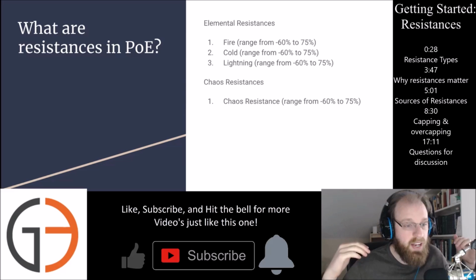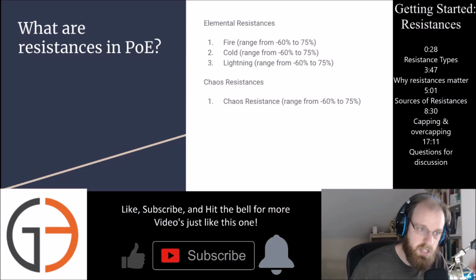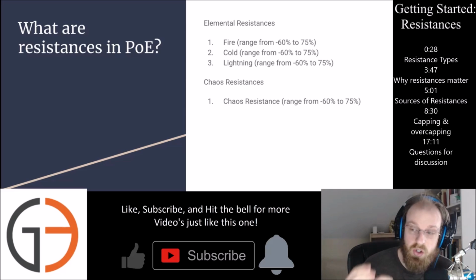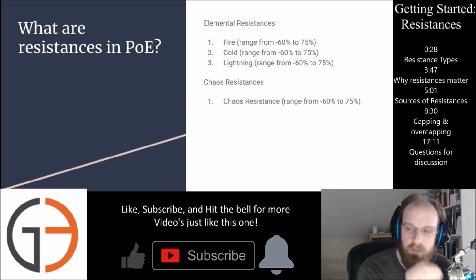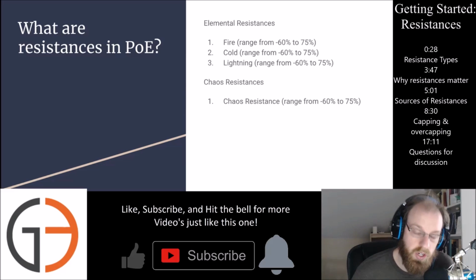So the mitigation forms and ranges that occur are between -60% to 75%. Oftentimes when you hear people giving advice, and you'll hear me giving advice to newer players, to make sure that their resistances are, quote, capped. That is referring to the 75% mitigation number on your elemental or chaos resistances.